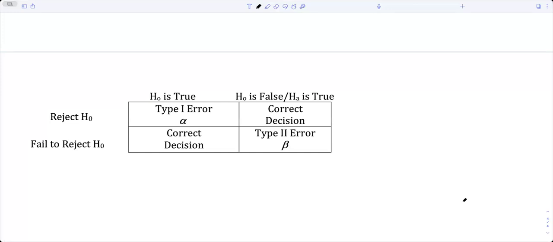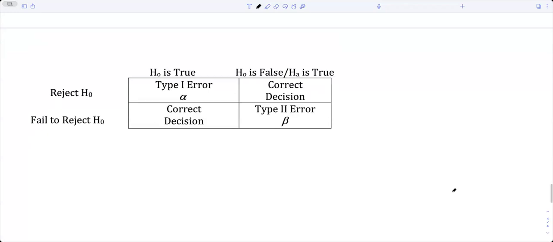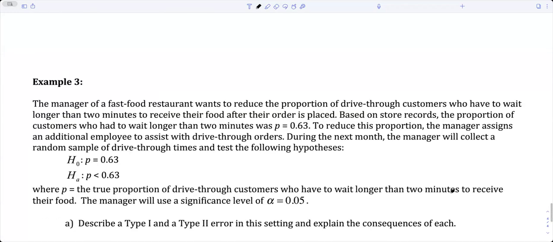We reject H naught when H naught is true. That is a type 1 error, and the probability of that is alpha. If we fail to reject H naught when H naught is true, that is the correct decision. And likewise over here with the type 2 error. So here's a specific example.